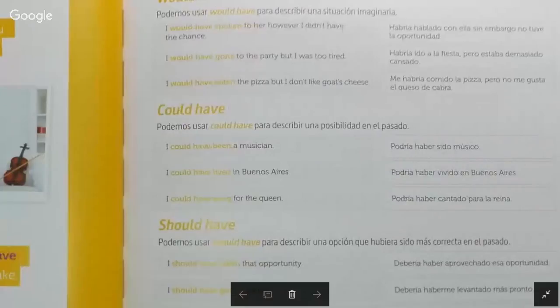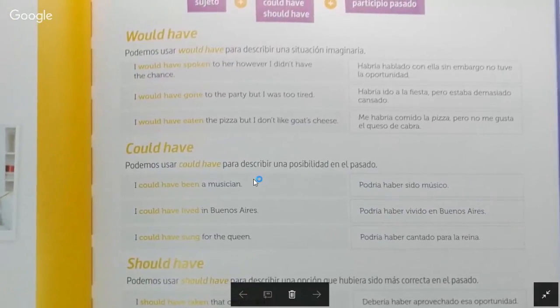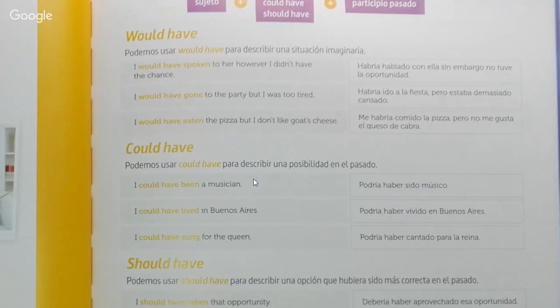Teacher, and with could have, is it correct to do questions with this word? Yes, you can say it. Like, what would you have done? What would you have spoken to her, or where would you have gone if you weren't too tired? Or, teacher, what would you have eaten if you didn't like goat cheese?